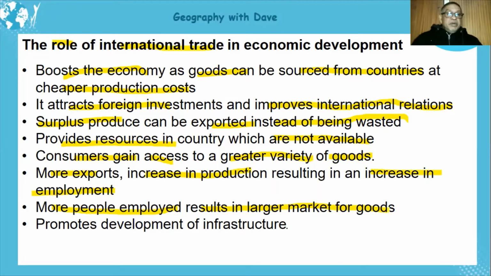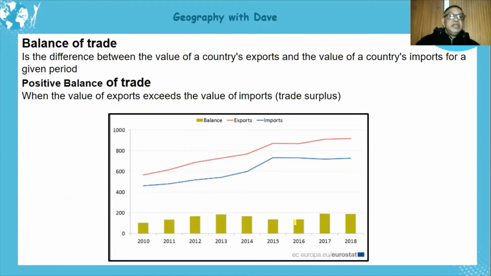Okay. Promotes development of infrastructure, obviously, as we discussed all through this. Okay, there's more international trade, more exports, all right, more goods, then your production will increase, more factories, more power lines, more communication networks, improvement in transport routes. All this is creating accessibility, which is important for economic development.